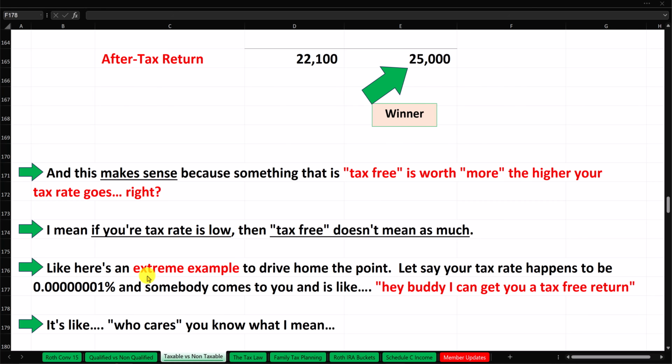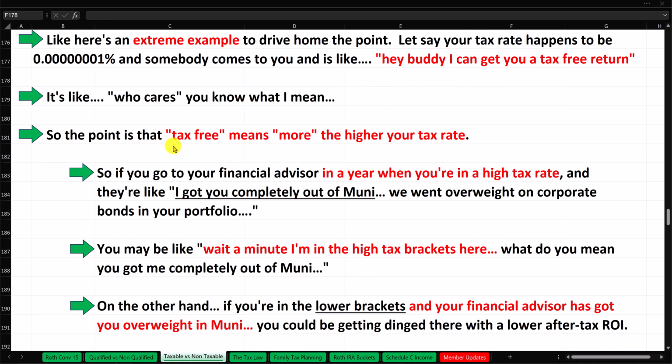Like, here's an extreme example to drive home the point. Let's say your tax rate happens to be 0.00001% and somebody comes to you and is like, hey buddy, I can get you a tax-free return. It's like, who cares? You know what I mean? So the point is that tax-free means more the higher your tax rate.